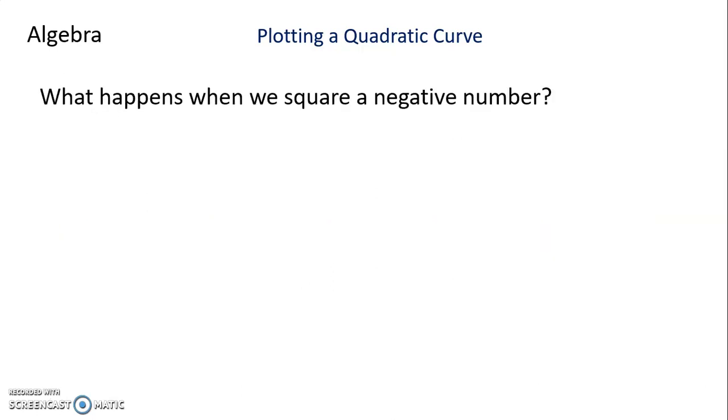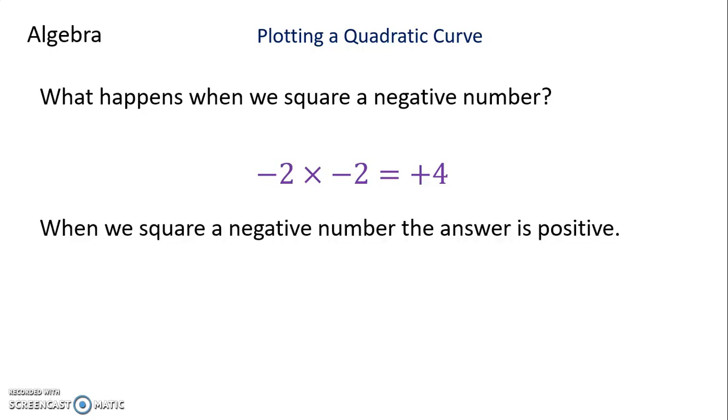Okay, so what happens if we square a negative number? For example, if I take negative 2 and multiply it by itself, I'm going to have a negative multiplied by a negative, which will give me a positive. So negative 2 squared is positive 4. So when we square a negative number, the answer is always positive.